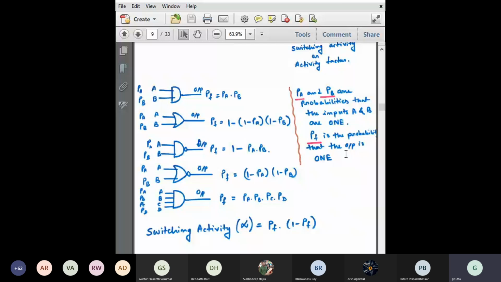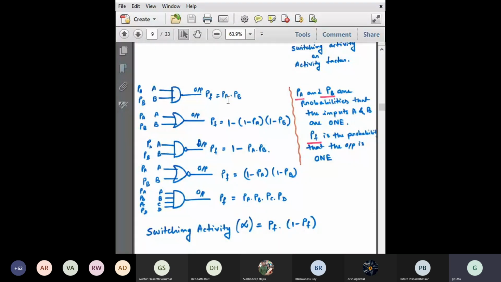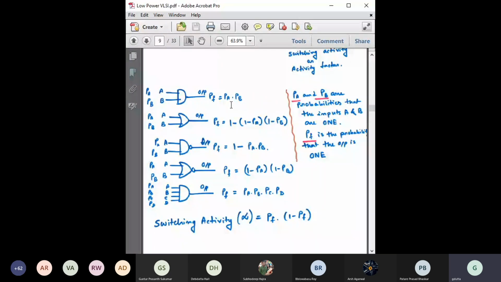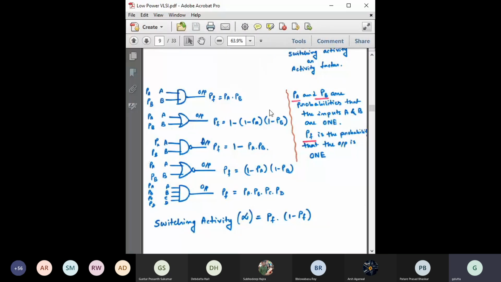Now this is an AND gate. What will be the PF, the probability that the output would be 1? For an AND gate, only when both inputs are 1 will the output be 1. So it will be the multiplication of these 2 probabilities, PA times PB. Let us consider the third one, the NAND gate. For a NAND gate, it will be just 1 minus the probability of the AND gate.